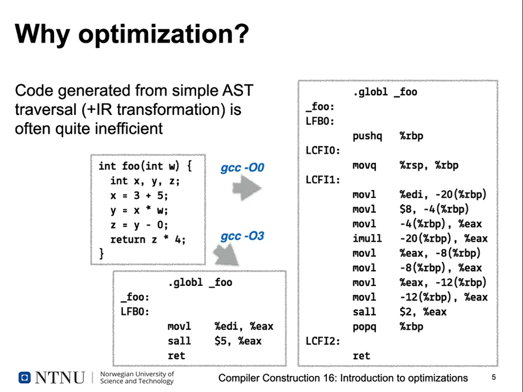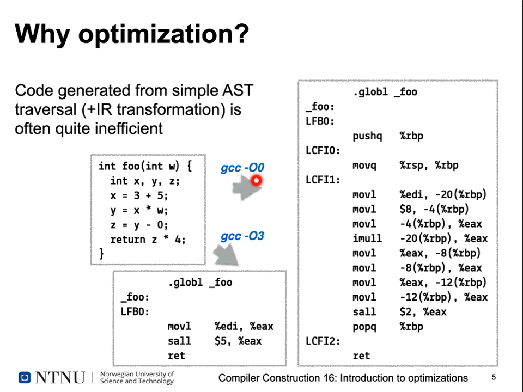So when we translate code directly from a simple abstract syntax tree plus a transformation to intermediate representation to machine code, this can often be quite inefficient, as we've already seen in our previous lecture. So when we try to translate this piece of code here, a function foo taking an integer parameter w, returning an integer, and doing some arithmetic operations, we can actually instruct our compiler like GCC to apply different levels of optimization.